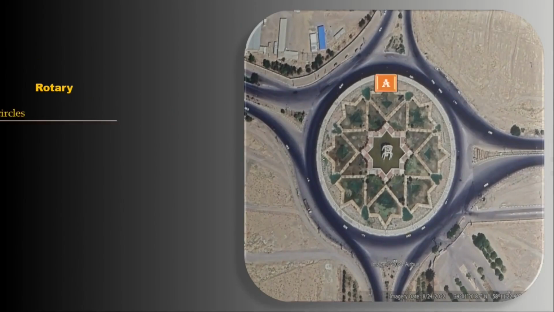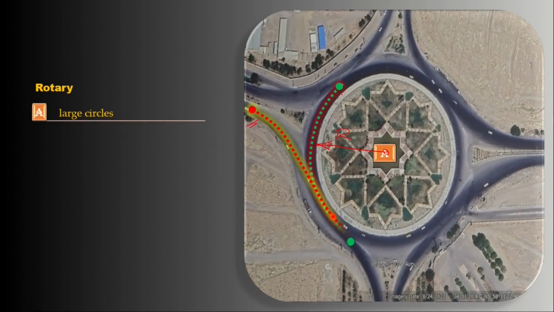Rotaries are known for their large circles, and it's for a reason. As is being shown, entering and circulating traffic go through a weaving section as they negotiate the circle. So the length between adjacent legs has to be long enough to give the drivers enough time to perform their maneuver.